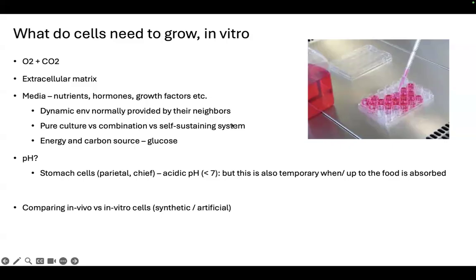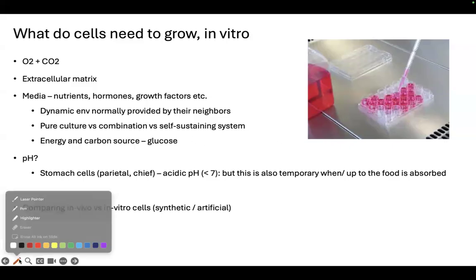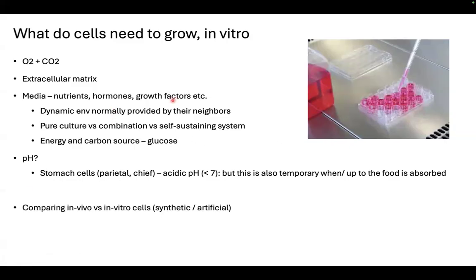Depending on what sort of system you're looking at, the media that you provide, the growth factors you need to give. Growth factors are small molecules that you need to give, or hormones. We'll talk about these in more detail in, I think, week 4, if I'm not wrong. The basic requirement that all cells have is they need energy and they need a carbon source. Cells are making a lot of things, right? They're making their own DNA, RNA, proteins, and a lot of it is all carbon based.